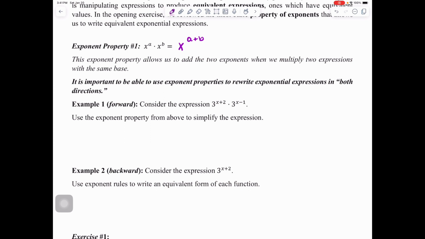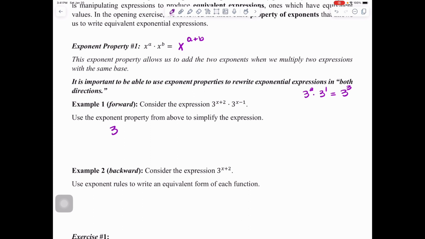It says, consider the expression 3 to the x plus 2 times 3 to the x minus 1. It says, use the exponent property from above to simplify the expression. So let's think about this if it was just numbers. If I had 3 squared times 3 to the first, for example, that would give me 3 to the third. I would keep my base and I would add my exponents. Just because we see variables here instead of numbers in the exponent position does not change the rule.